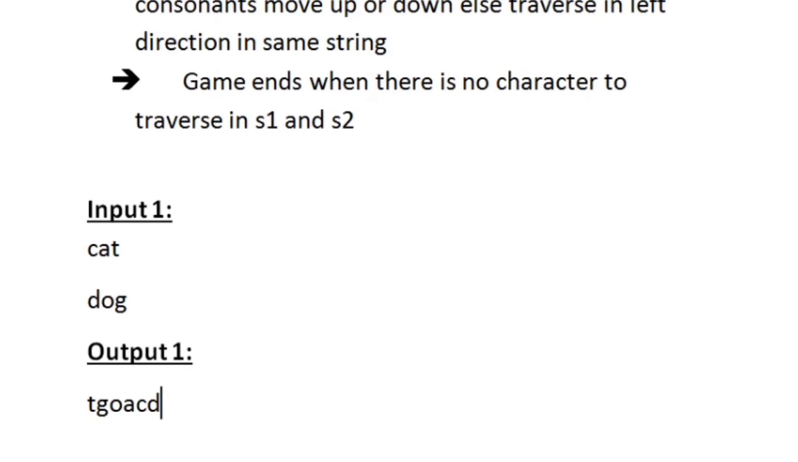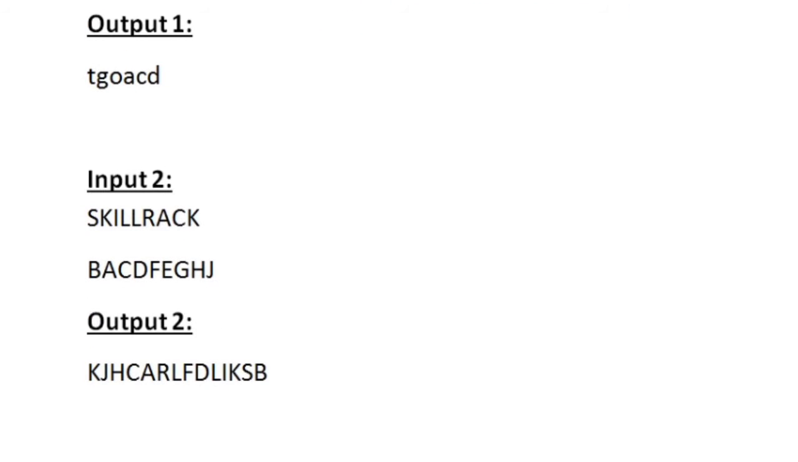Let us now see our sample input 2. So for this input strings S1 and S2, this is our expected output. So let us see how this particular string is formed. The first condition given, we have to start from the last. So we are starting from K, and then we are comparing both the characters at the same position in the strings S1 and S2. So K is compared with J, and both are consonants. So they are printed. And now we are at J.